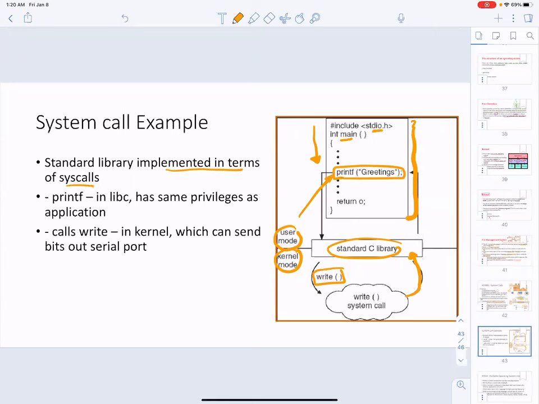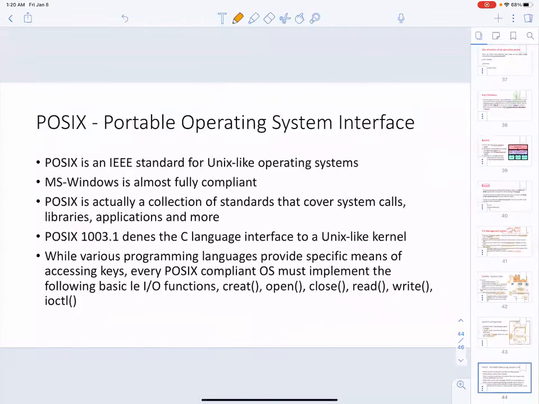This is provided by the IEEE standards, as I said. So any printf that you might see would have the privilege of writing to the console, for example. It would be easily translated to a system call like the write function. This is done in the kernel component, which will send this to the output serial port to print on the screen, as an example.